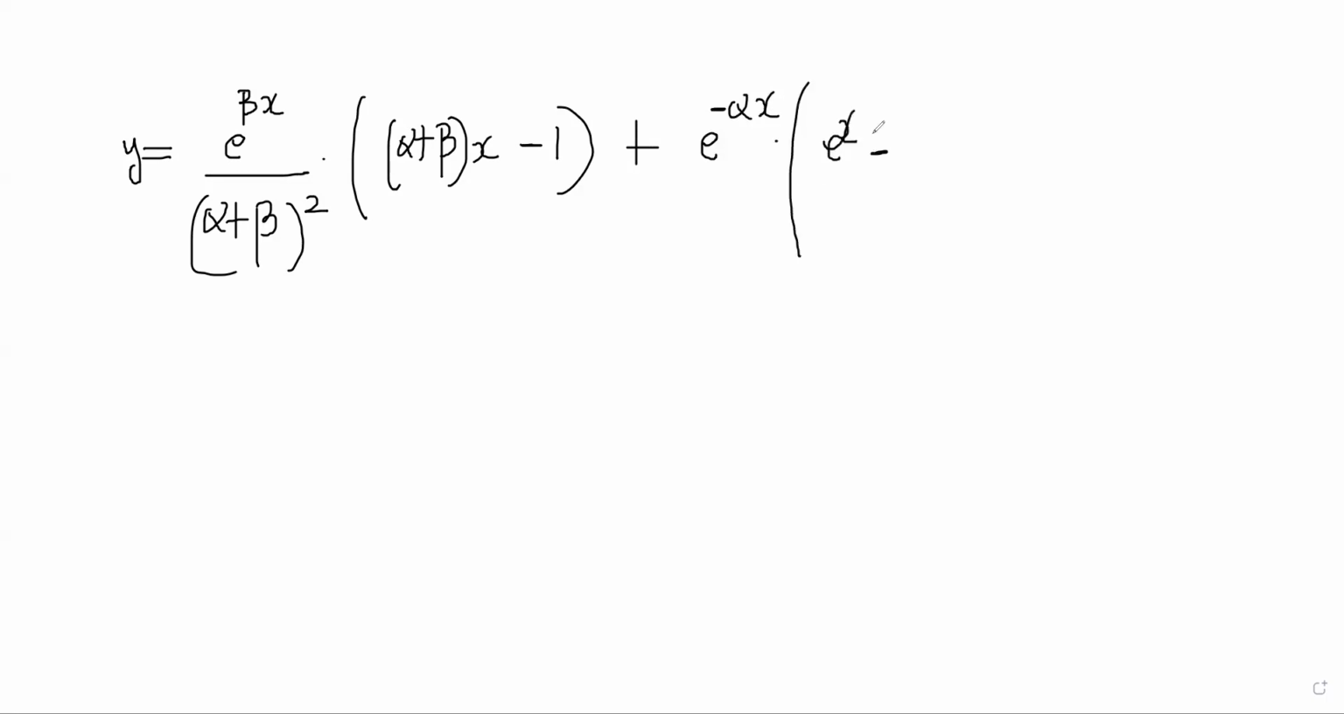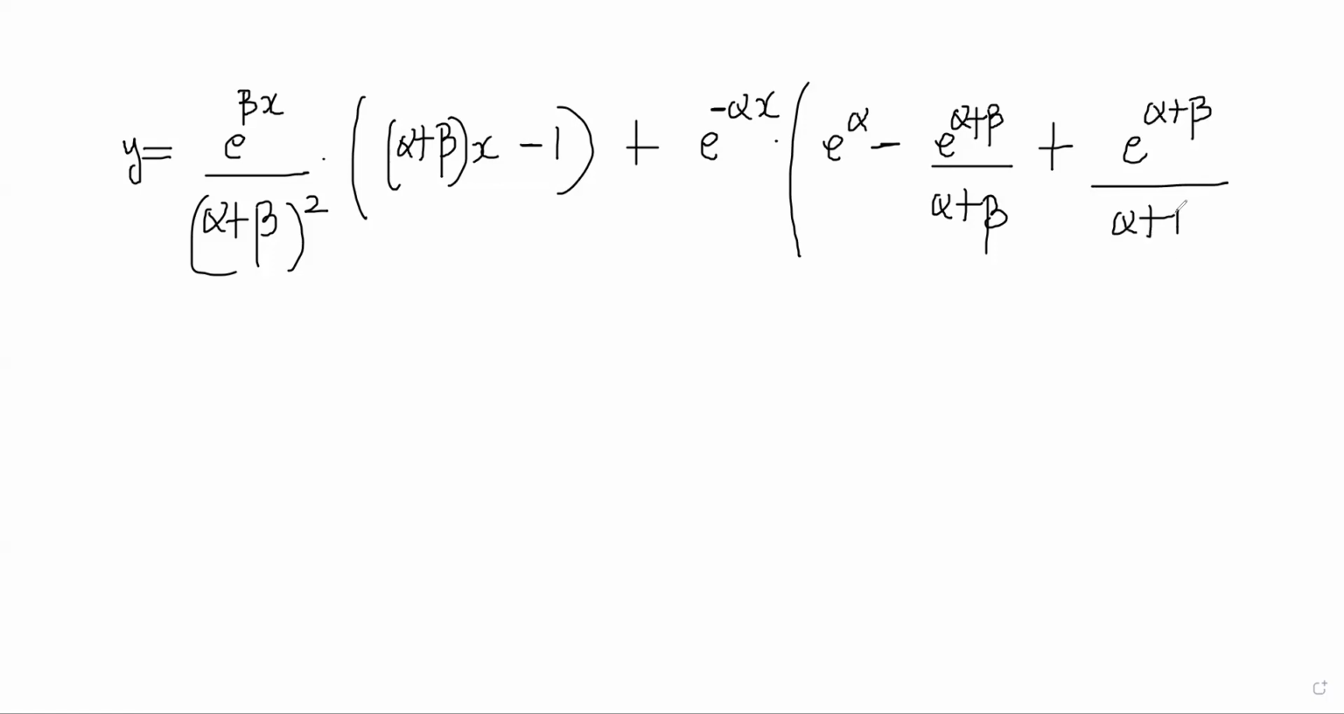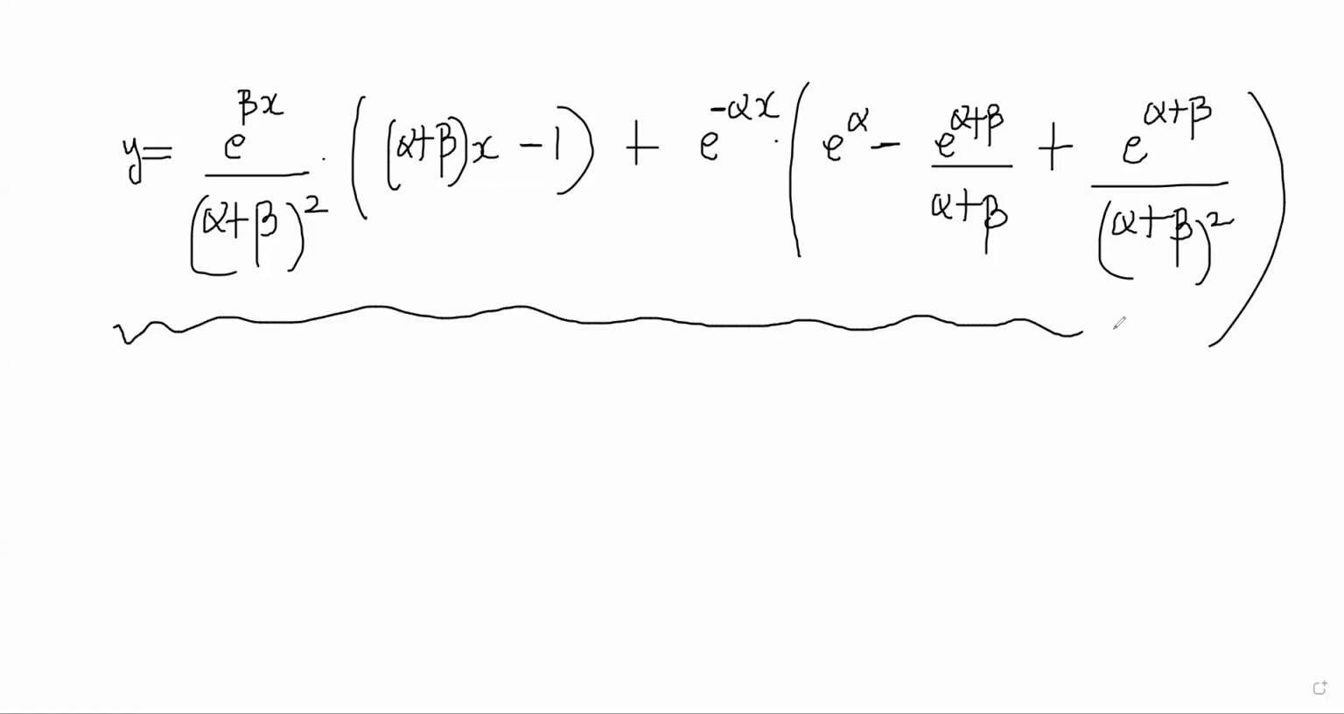e power alpha minus e power (alpha plus beta) by alpha plus beta plus e power (alpha plus beta) by (alpha plus beta) square. This is my final answer after putting c and dividing by e power alpha x, because that was there on the left hand side. You can check it yourself. This is what will come, right?